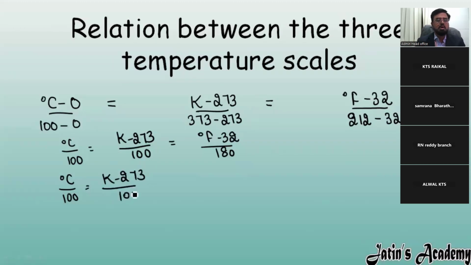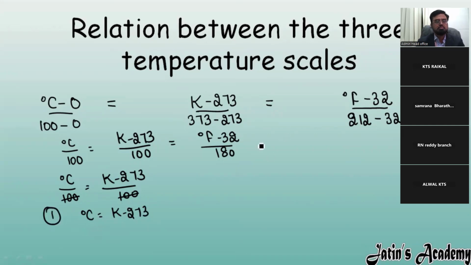So here you will see 100 cut with 100, in both denominators. You have to cut the denominator. So degree Celsius is equal to K minus 273. This is the first relation between degree Celsius and Kelvin. In order to solve the numericals, we will use this relation.